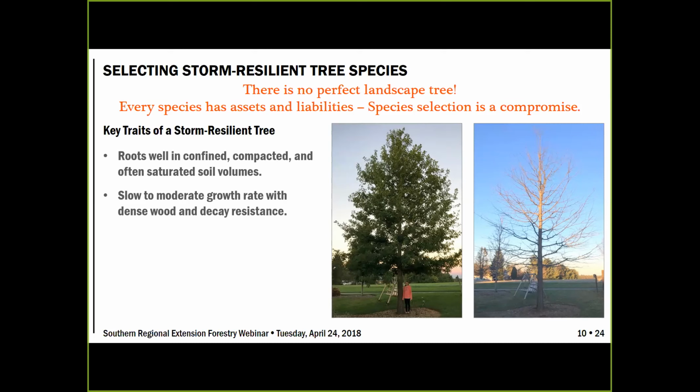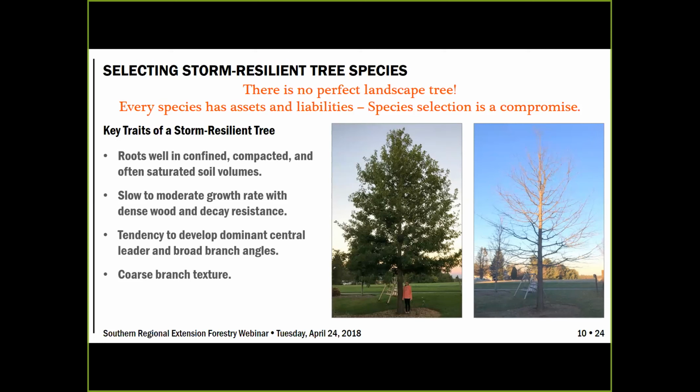Another key trait is the tendency for the species to develop a dominant central leader and broad branch angles. These are both desirable physical characteristics of the tree that will prevent the tree from developing defects that might lead to failure, either a stem failure or a branch failure.